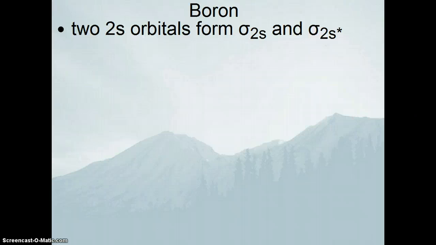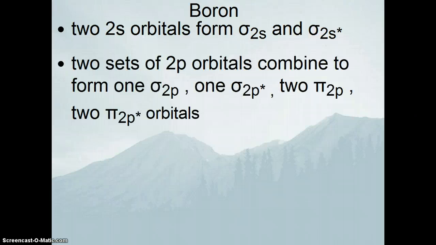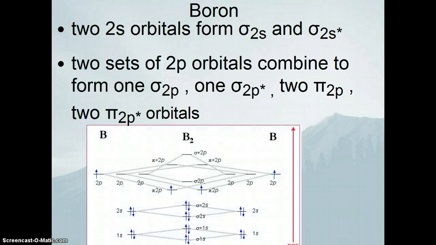So the two 2s orbitals in boron form a sigma 2s and a sigma 2s star, just like they did in lithium in the previous slide. But they also form two sets of 2p orbitals combining to form another set of orbitals, a sigma 2p, a sigma 2p star, 2 pi 2p's, and 2 pi 2p stars. So we have pi bonding orbitals and pi antibonding orbitals. The little asterisk means antibonding. And here's sort of what they look like. And yes, these are starting to get ugly, and I know that.